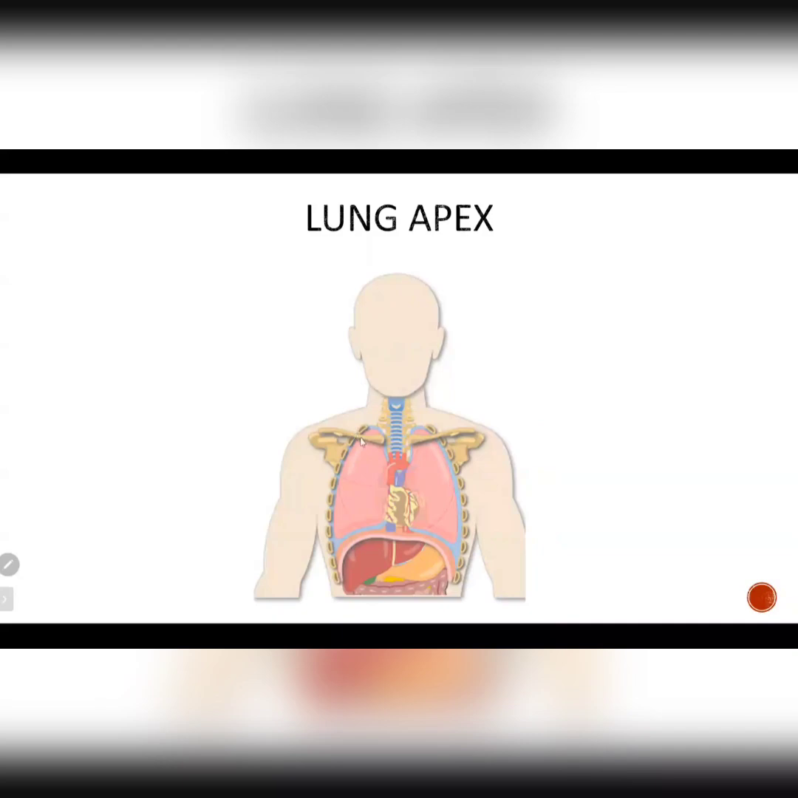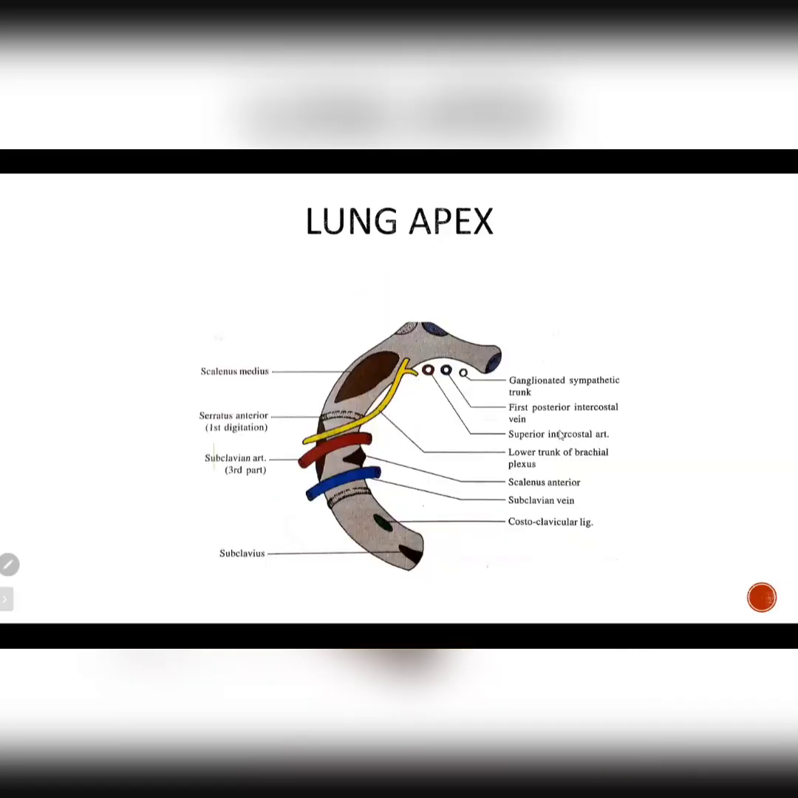Now we look at the apex of the lung. We've been learning that the lungs are in the thoracic cavity. But the apex of the lung projects into the root of the neck. The apex of the lung projects 2.5 centimeters above the clavicle and is present in the root of the neck. The apex of the lung has certain important relations.